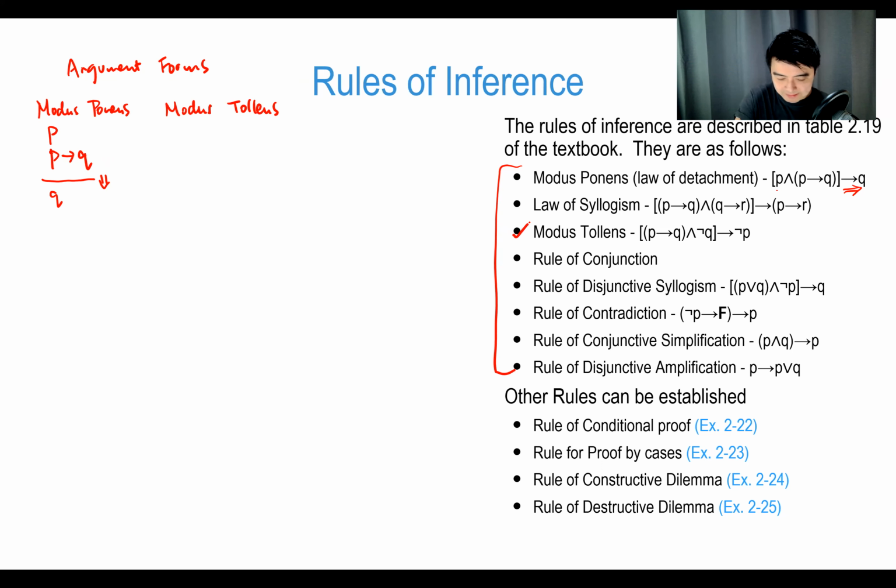So what modus tollens says is if I have P implies Q and I have not Q. Now notice that the order looks a little bit different here, but the order doesn't actually matter because everything above the line is assumed to be true, right? So modus tollens: if you know P implies Q and you know Q is not true, then you can conclude that P is not true as well.